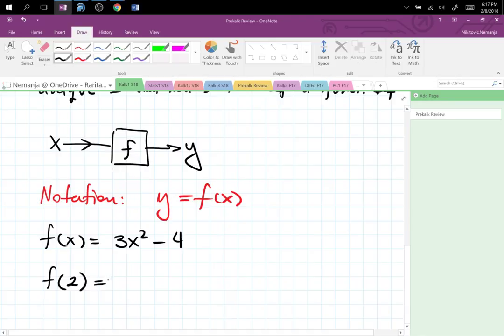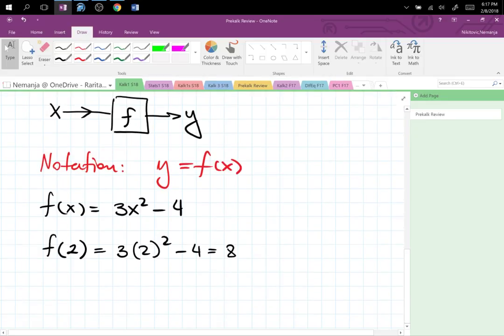Well, if I'm replacing x with 2 on the left hand side, I better replace x with 2 on the right hand side and get 3 times 2 squared minus 4. So 12 minus 4 is 8. So 2 is the input. This over here is your rule being applied, and 8 is the output.